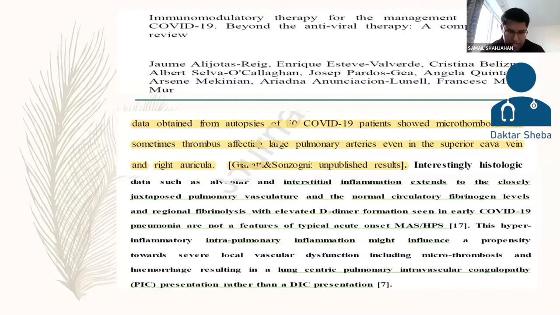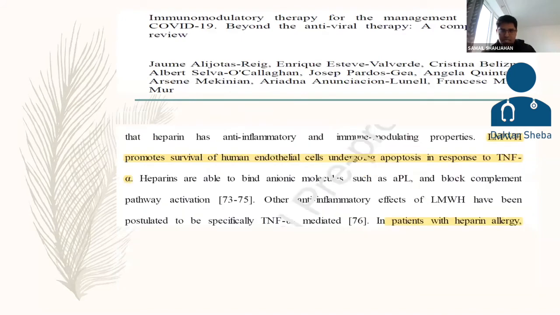I'll go through the next slides very quickly. What I was saying, so heparin, yes, they have to be on some sort of anticoagulation. And heparin is like a buy one get one offer, so it has some effect on immune suppression as well. It is being seen that low molecular weight heparin promotes endothelial cell undergoing necrosis, tumor necrosis factor. And they also suppress some interleukins as well. So it's kind of a buy one get one offer.